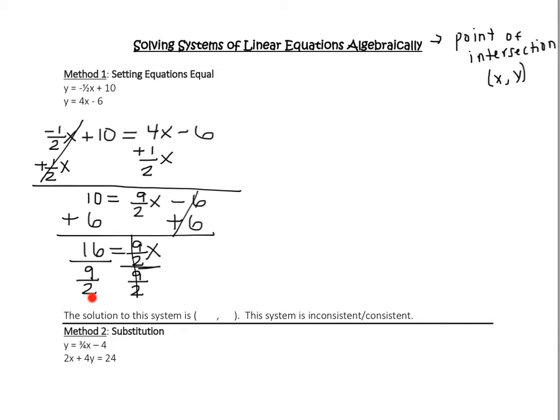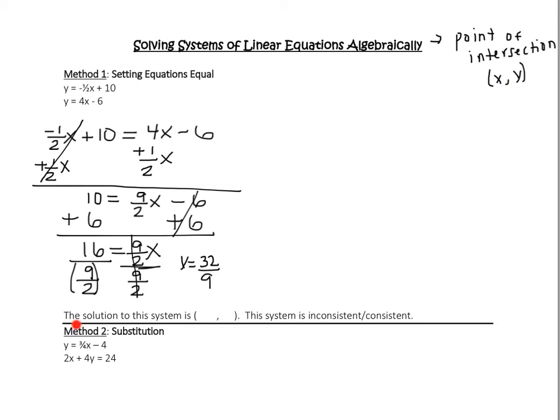But how would I put this 9/2 in the calculator? You want to put the 9/2 in parentheses to make sure you get the correct answer. So again, it should be 16 divided by parentheses 9/2. When you do that, you should be getting that x equals 32/9. Now, what did you just solve for? Well, you solved for the x value of this point of intersection.